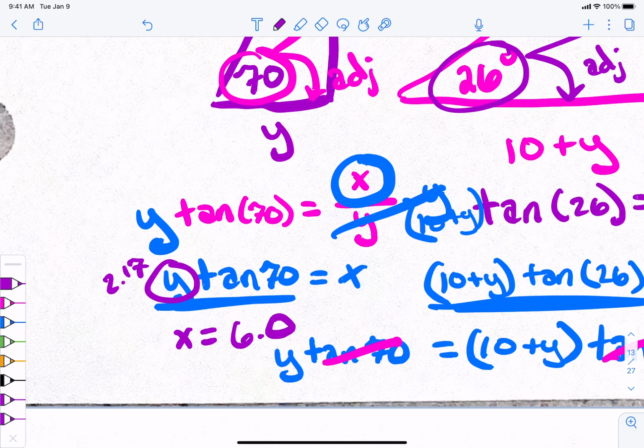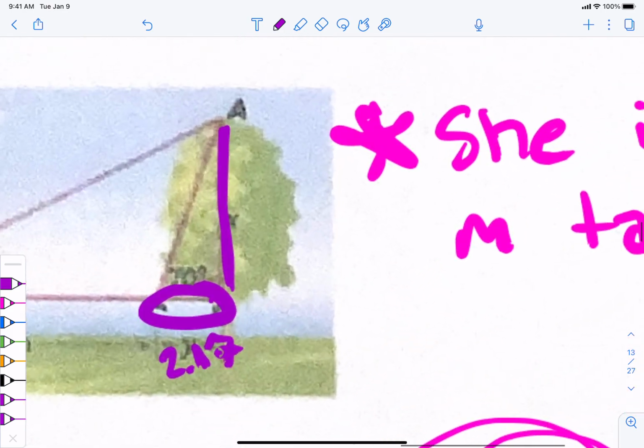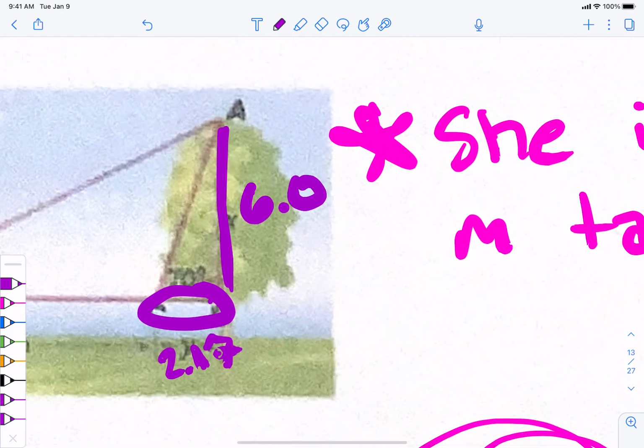And that's in meters, right? Okay. So we plugged that y back in, 2.17, and solved for x, which is 6.0 meters. But that tells me 6.0 is here.